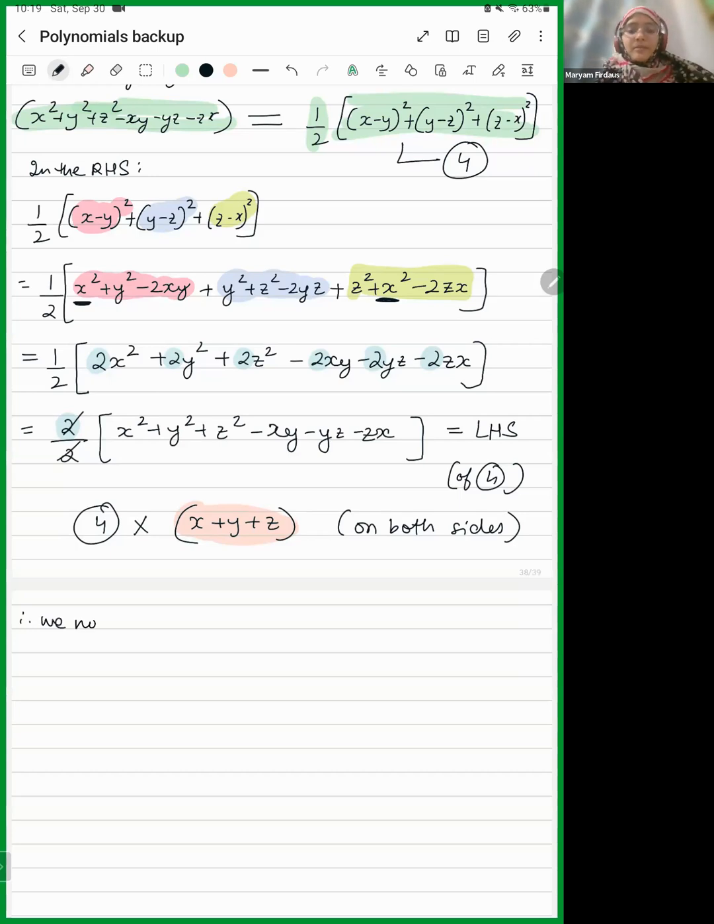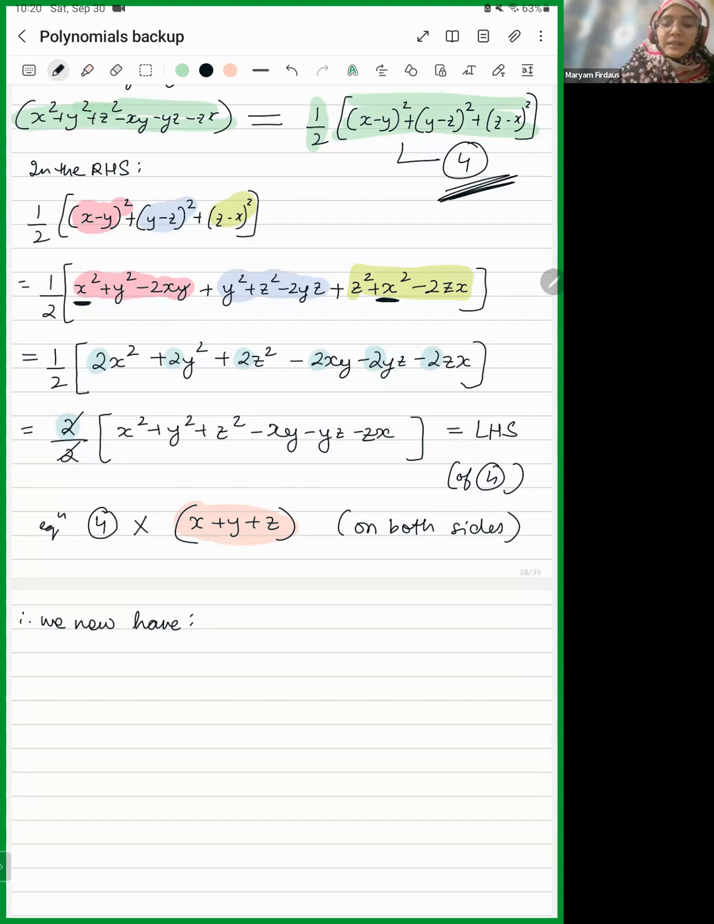What happened? Any doubts? No, ma'am. Then someone tell me. 4x plus 4y? No, no. Not 4. Where is 4 coming from? This is equation 4. Okay. This one is equation 4.